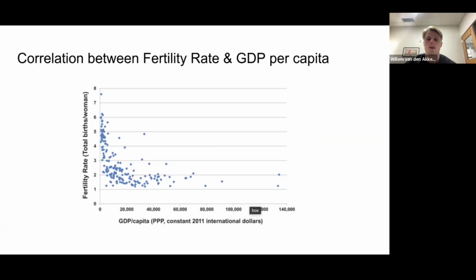The last part is the correlation between fertility rate and GDP per capita. This graph shows that if you have a lower GDP per capita, the fertility rate goes up. And if you have a higher fertility rate, your GDP is lower. And the same is true the other way around. If fertility rate is a lot lower, your GDP per capita is going to be higher. If GDP per capita is higher, fertility rate is going to be lower.